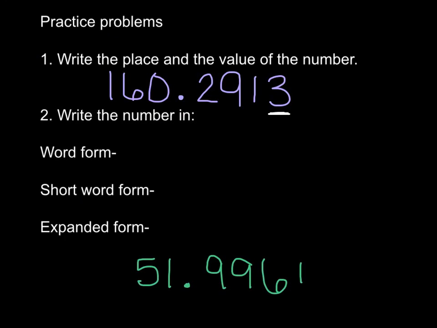And here are your practice problems. The first one, you're writing the place and the value of the underlined digit. And then number 2 is a 3-part question. You have to write the number in word form, short word form, and expanded form.